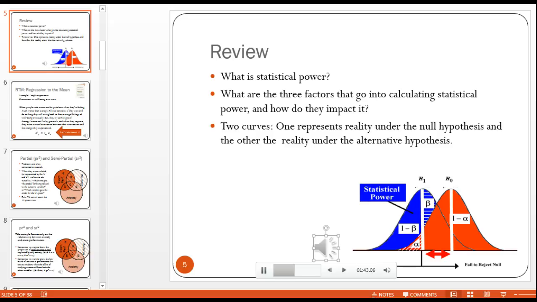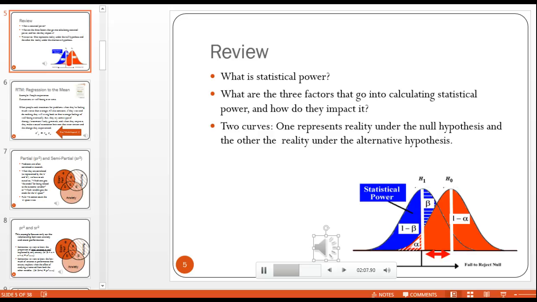The next one is n size, and that one's easy, right? As n increases, power also increases. And especially for finding small effect size, if we have a small effect size in the population and we need to find a tiny effect in our sample, we would need a pretty large sample to do that. Remember, large n gives us the sensitivity to pick up small effect sizes.